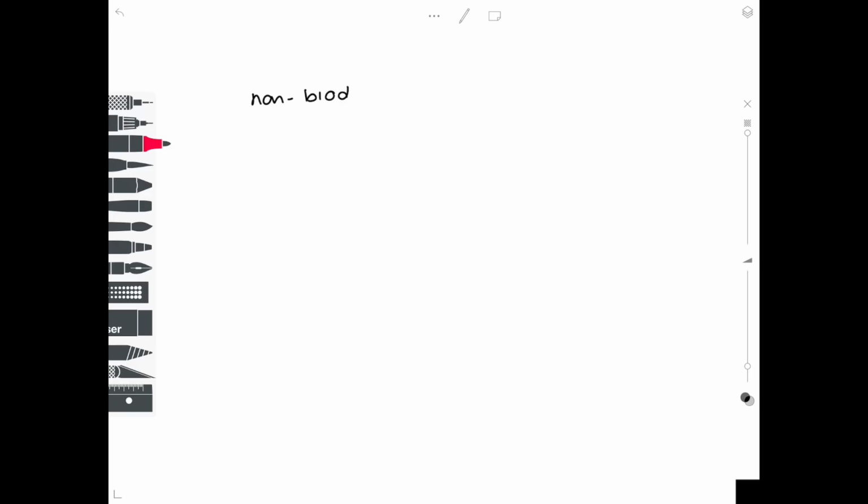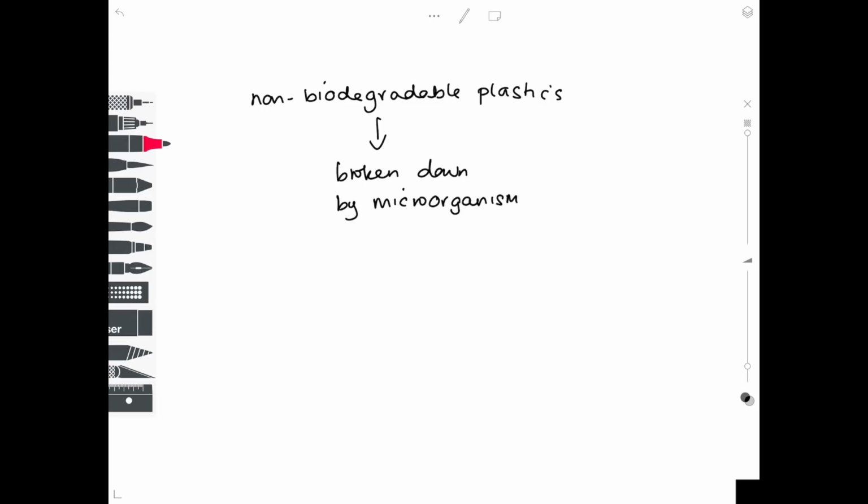So let's just quickly look at the word biodegradable. It means that it can be broken down using microorganisms. So clearly, a non-biodegradable plastic is not going to be broken down by microorganisms, and it's going to sit in our landfill for hundreds, if not thousands of years. So the issues are, it doesn't break down. The waste pile just gets bigger and bigger. Thus filling up landfill.